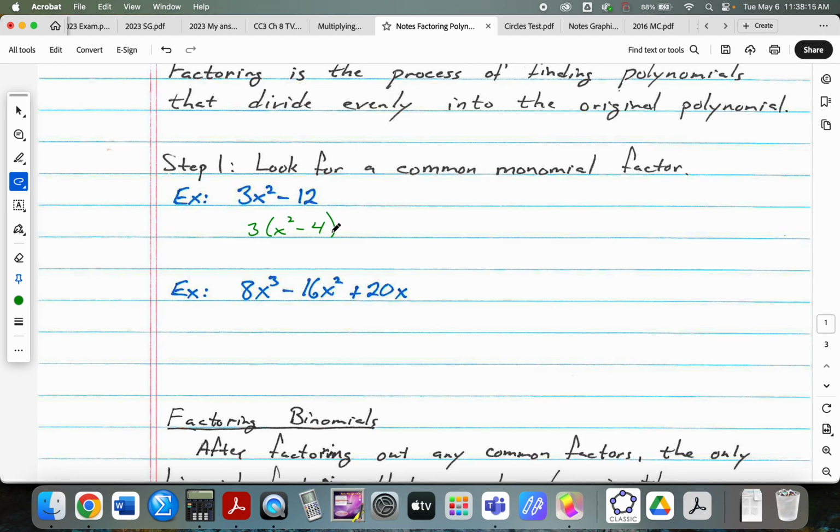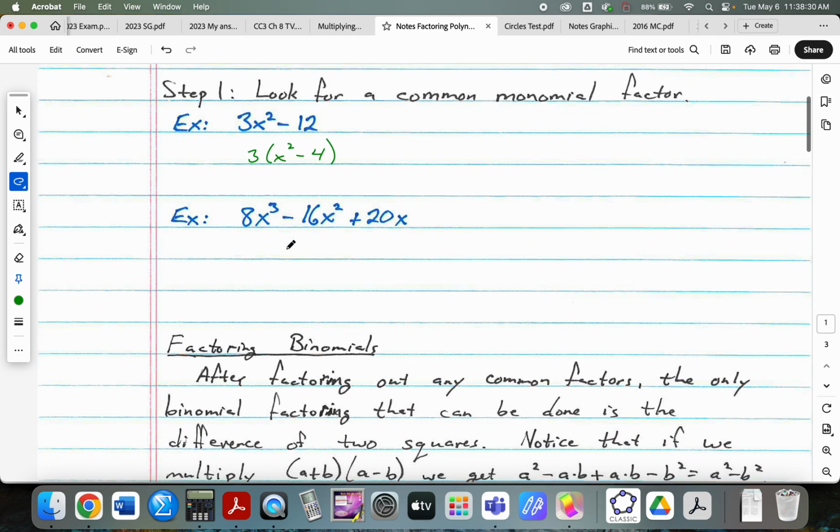Now, we will go back and talk about factoring this further. This is not factored completely because x squared minus 4 can be factored further. We'll talk about that in just a second and remind you of how to factor the difference of two squares.